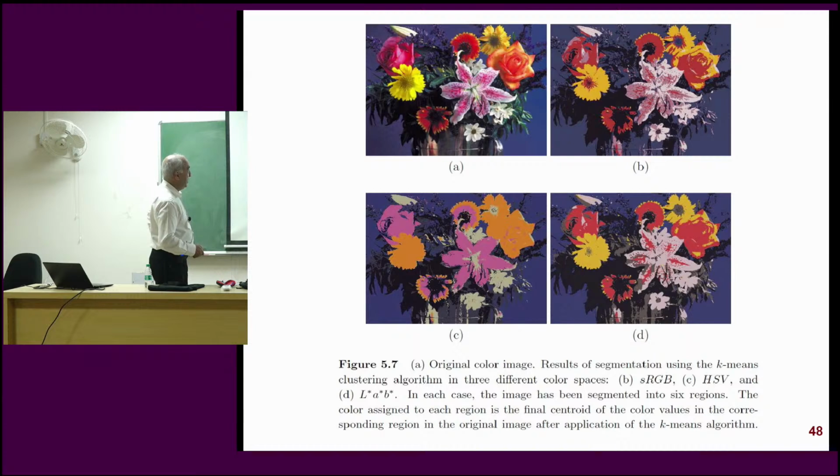The image has been segmented into 6 regions, and the color assigned to each region is the final centroid of the color values in the corresponding region in the original image after application of k-means. I found it very difficult to understand or interpret these images in many papers. They may not describe what this final color is. So this color means that flower has been segmented, and that is the average color of that population of pixels. There is some black, light, how should I say? It's pure yellow there, but there is some other color there. So when you average, that's what you get.